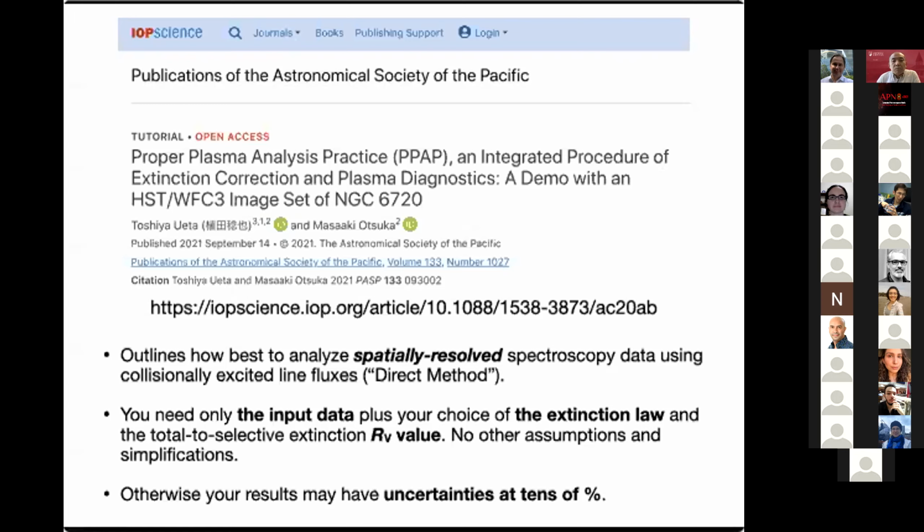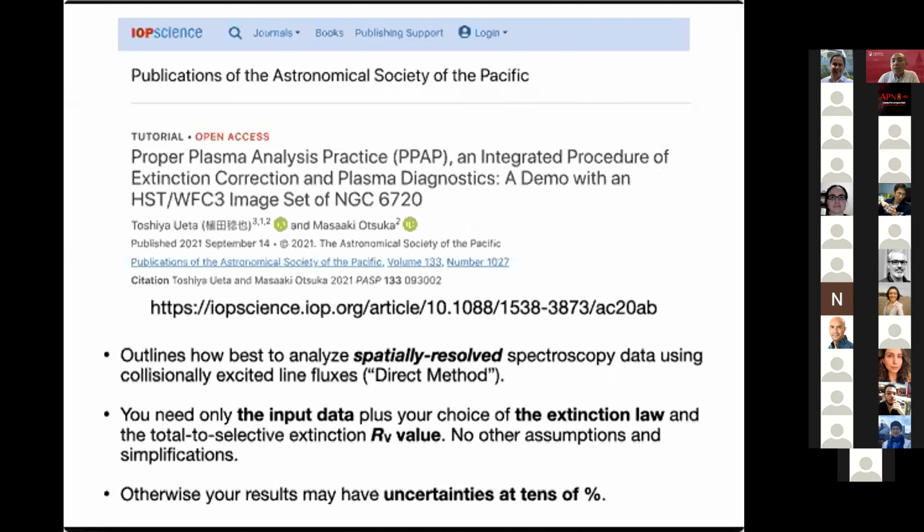If you follow the traditional 1D data reduction scheme, then you may suffer from uncertainties of about 10% or even more. If you remember the first talk by Stavros, his plots have generally 10%-ish error bars, and that's what it is, right?